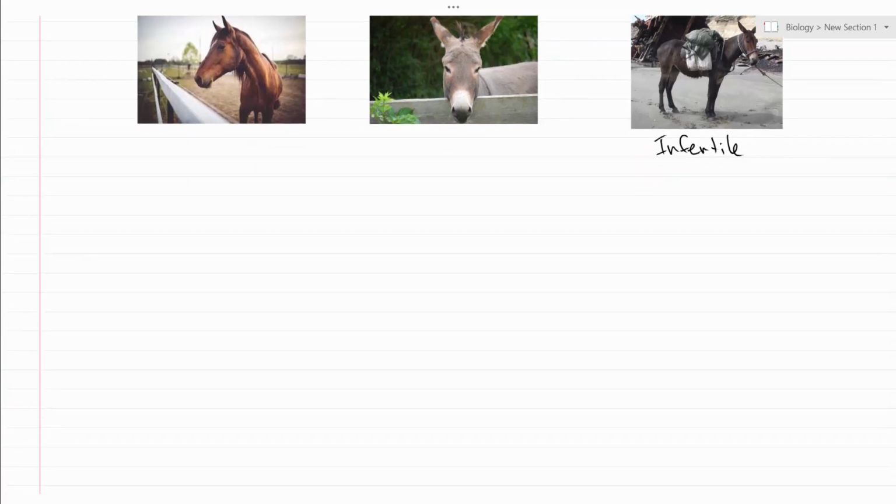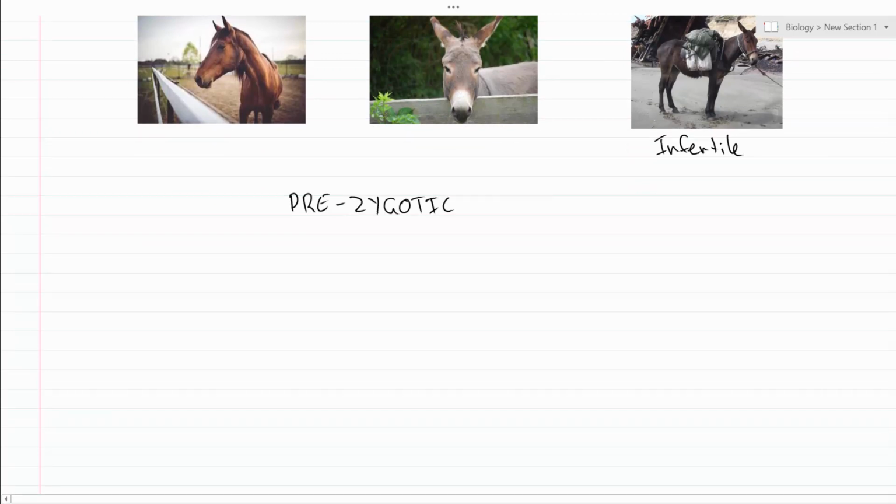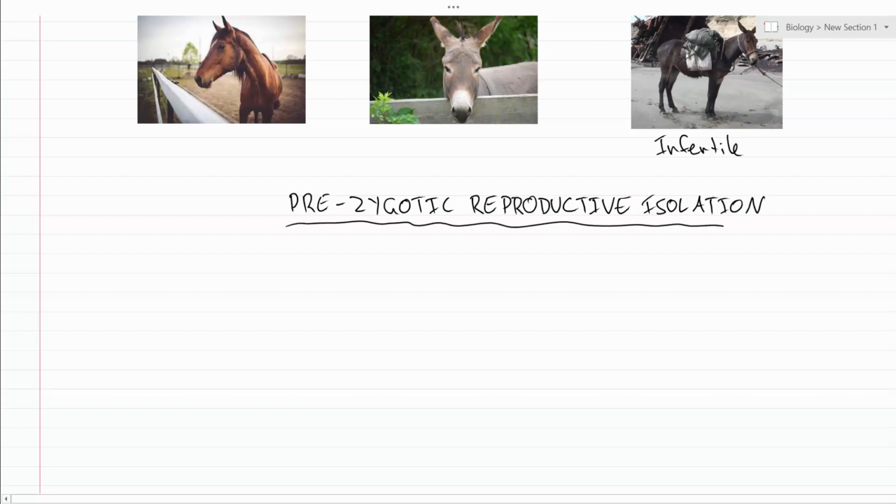If we go on now to pre-zygotic reproductive isolation, there are several different mechanisms by which pre-zygotic reproductive isolation can occur. A sperm and an egg cell between two different species will not be able to form a zygote and fuse together. So we say they're reproductively isolated pre-zygote.